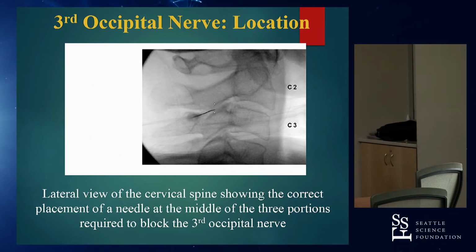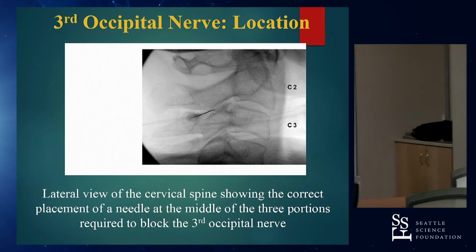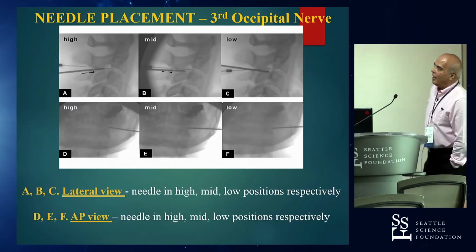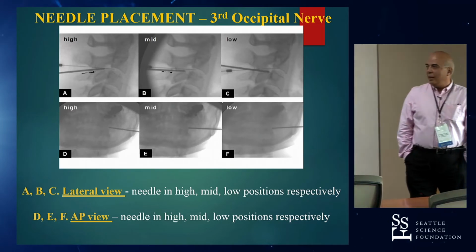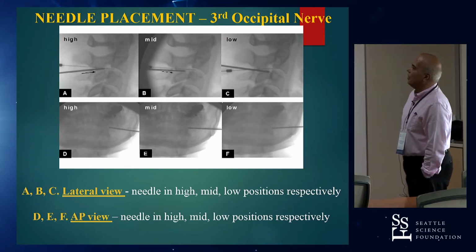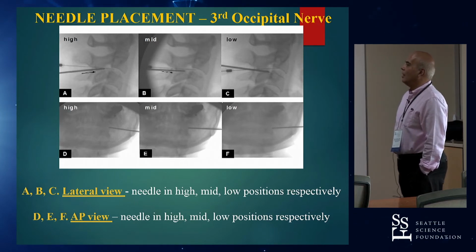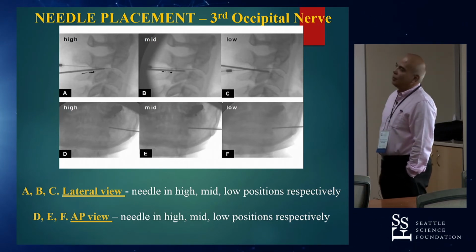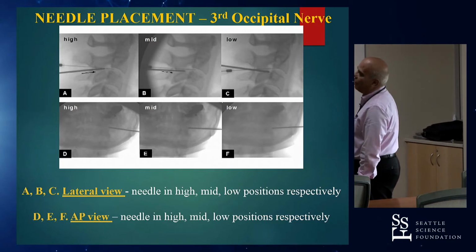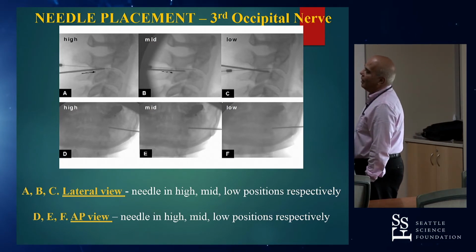Here instead are images that are lateral views and AP views with a needle that is placed in the high, mid, and low position respectively. And you can see lateral views for A, B, and C, and AP views for D, E, and F.